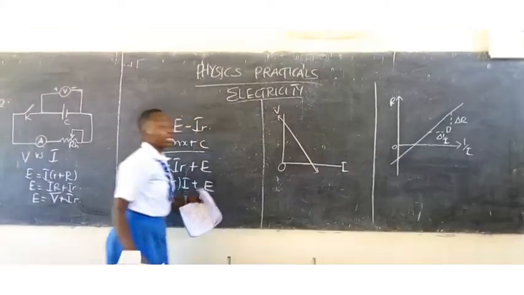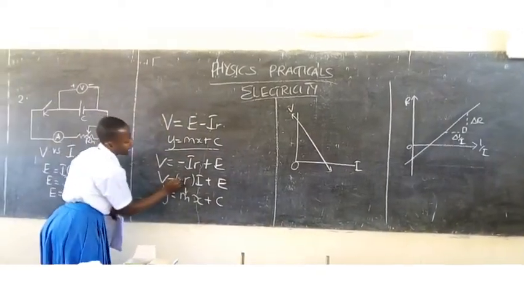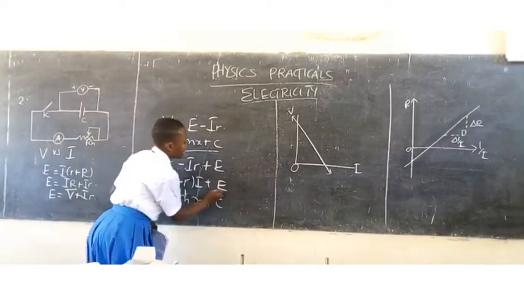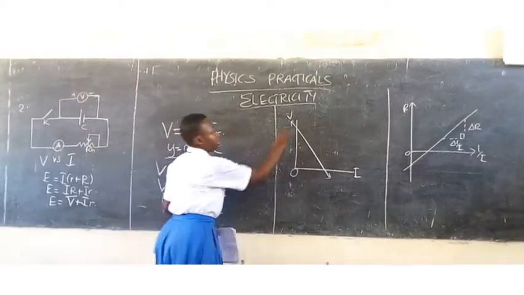It's a graph that represents a negative slope because our slope here is negative. Also, our y-intercept, which is E, here it's positive.